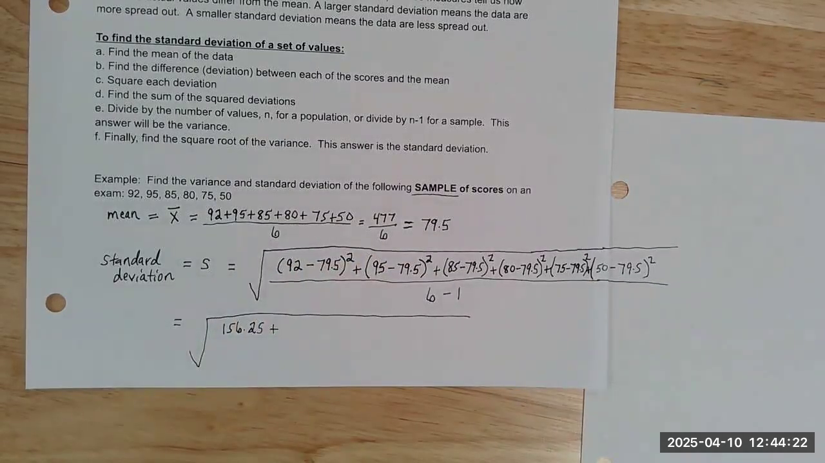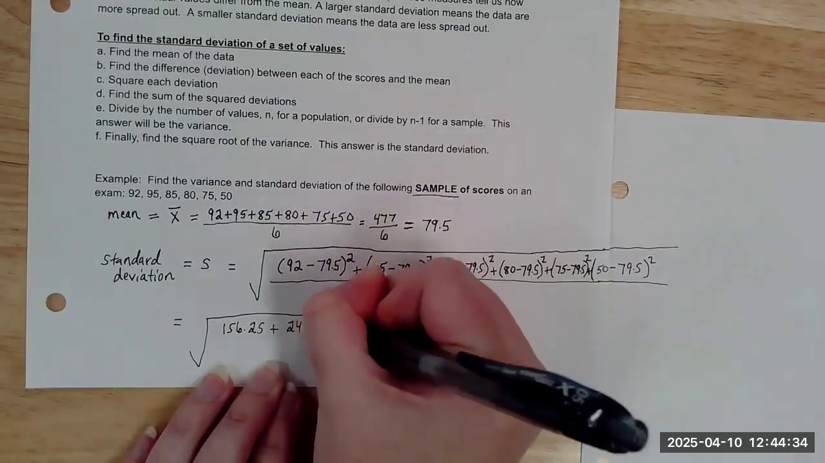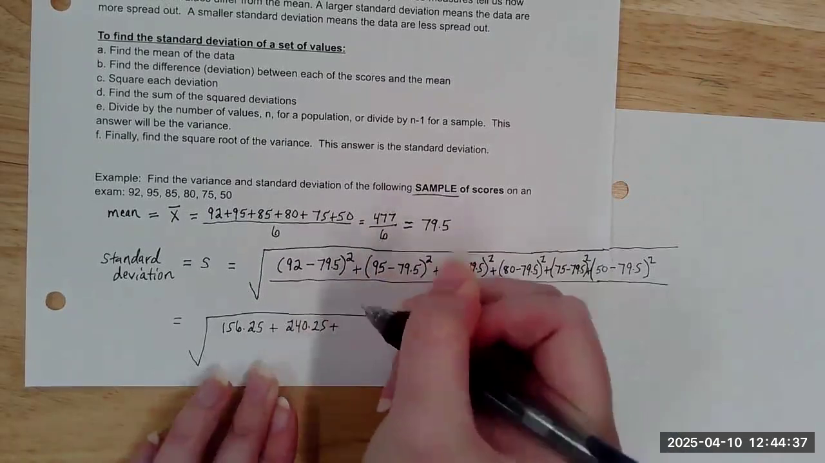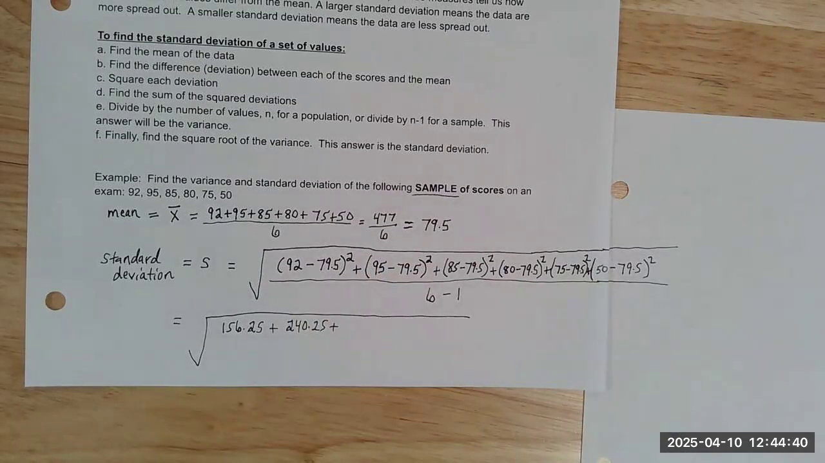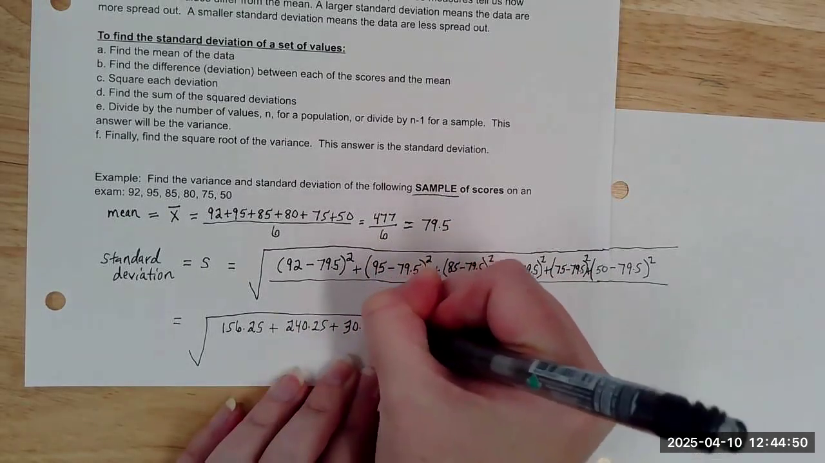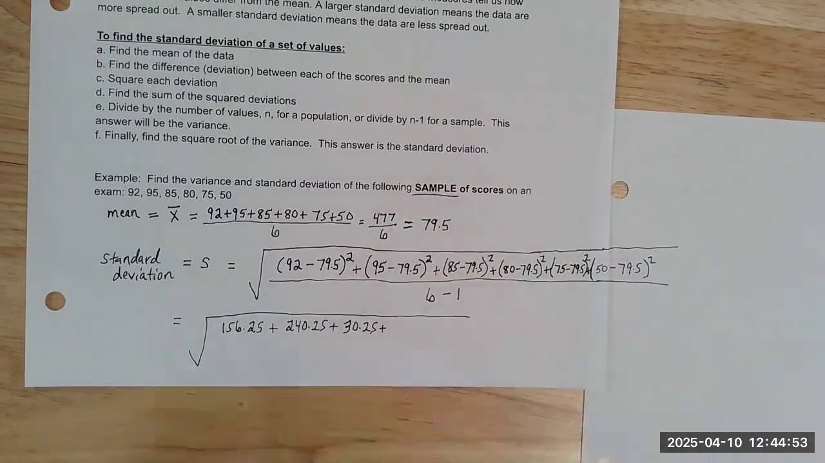Okay, then I'm going to do the 95 minus 79.5. I got 15.5, and then I'm going to square that number. I get 240.25. Then I'm going to do the 85 minus 79.5. I got 5.5. I'm going to square that number, and I get 30.25. Okay, now we're going to do the 80 minus 79.5. You could probably do that one in your head, but you don't have to. 80 minus 79.5 is 0.5. And then when you square that number, you're going to get 0.25.